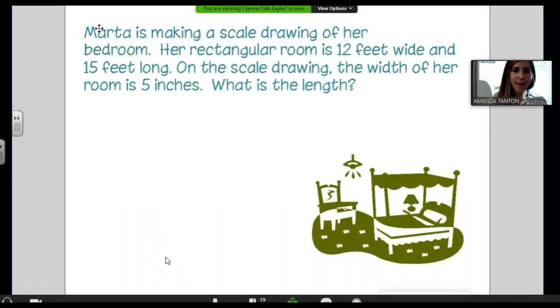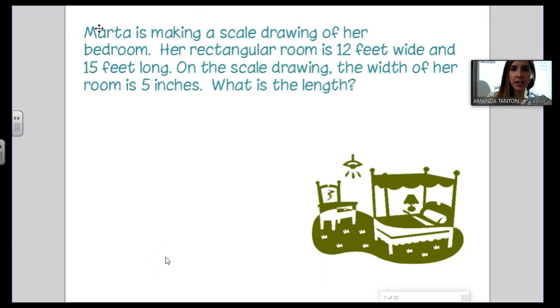She is making a scale drawing of her bedroom. So she's already in her bedroom, and now she wants to draw a scale of it, maybe so she can play with furniture arrangement or decide what size bed will fit in her room. Her rectangular room is 12 feet wide and 15 feet long. On the scale drawing, the width of her room is 5 inches.